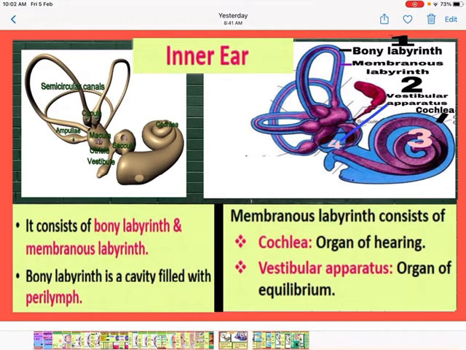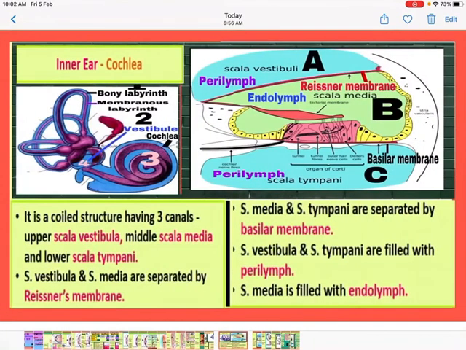The membranous labyrinth has 2 parts. 1. Cochlea. It is the coiled part in the diagram and it helps in hearing. Second is the vestibular apparatus. It helps in balancing. Now let us study these parts in detail. Cochlea. It is the coiled part. See the right side diagram. It is a sectional view of the cochlea.